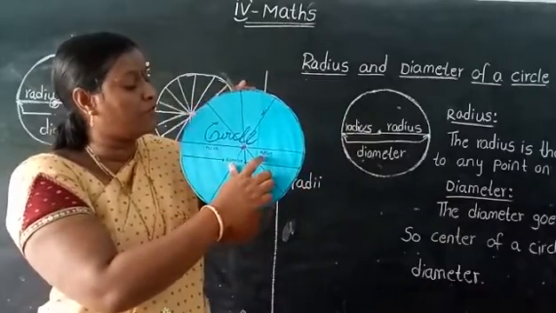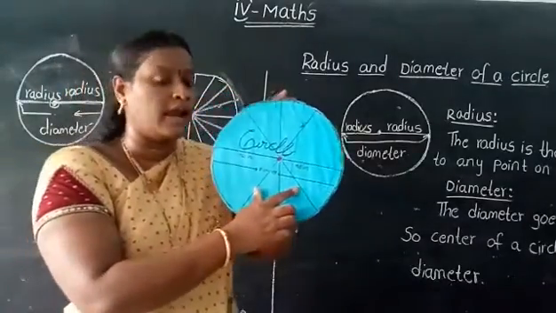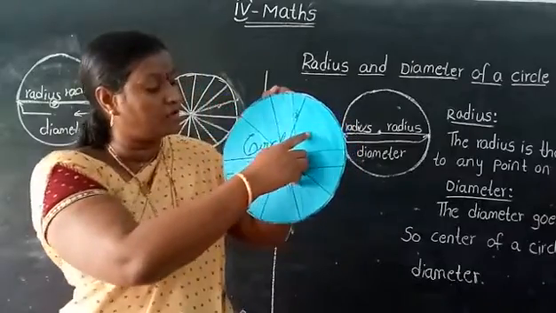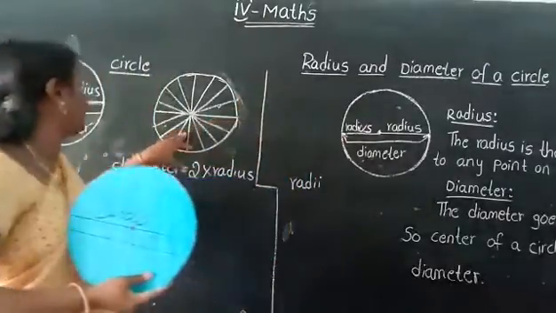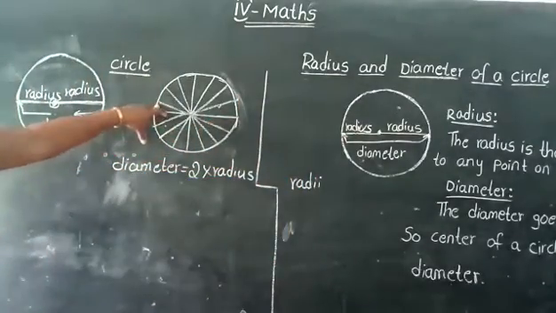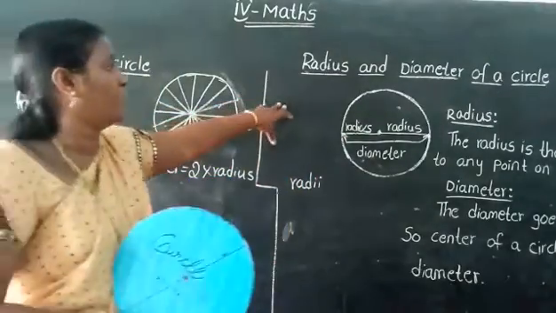See, the plural form of radius we call radii. We can draw some more radii. Like this we can draw some more radii. The radius and diameter of a circle.